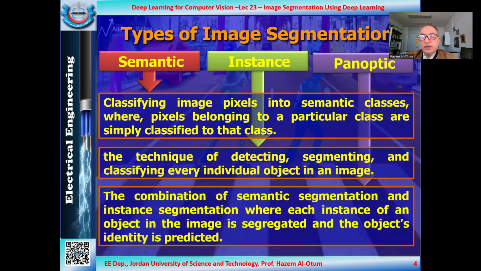The third type of image segmentation technique is the panoptic. In panoptic, we combine or take advantage of the semantic and instance segmentation at the same time. So you apply semantic segmentation, followed by the instance segmentation, where every sample or every object in the image will be segregated and identified precisely in the output segmented image.